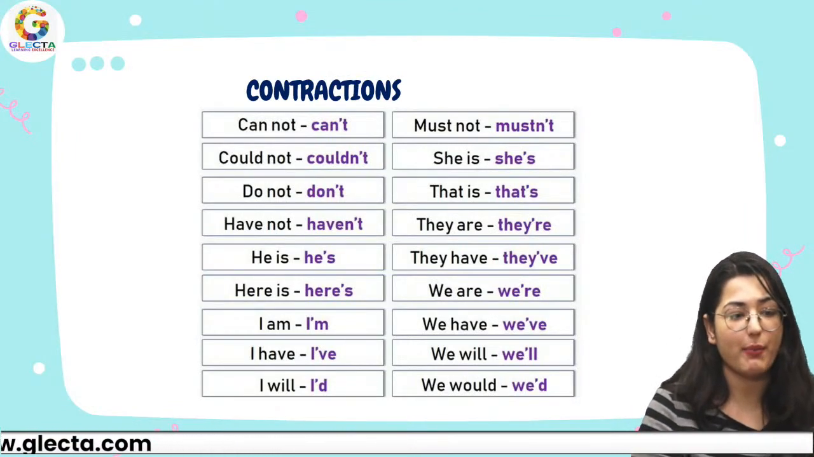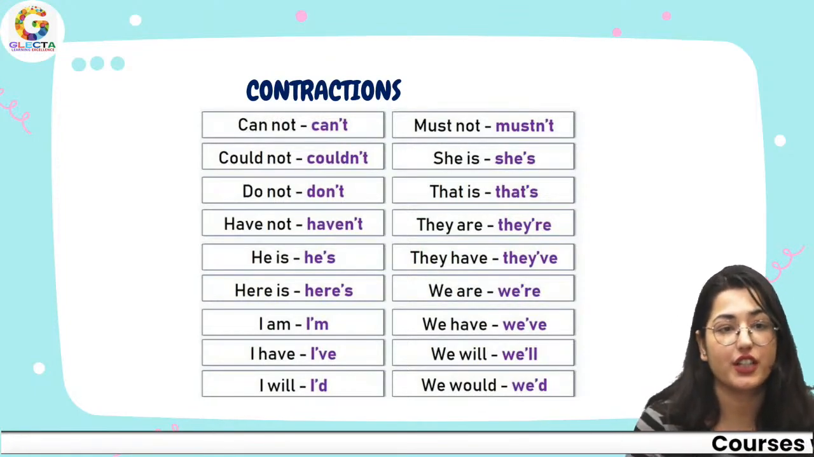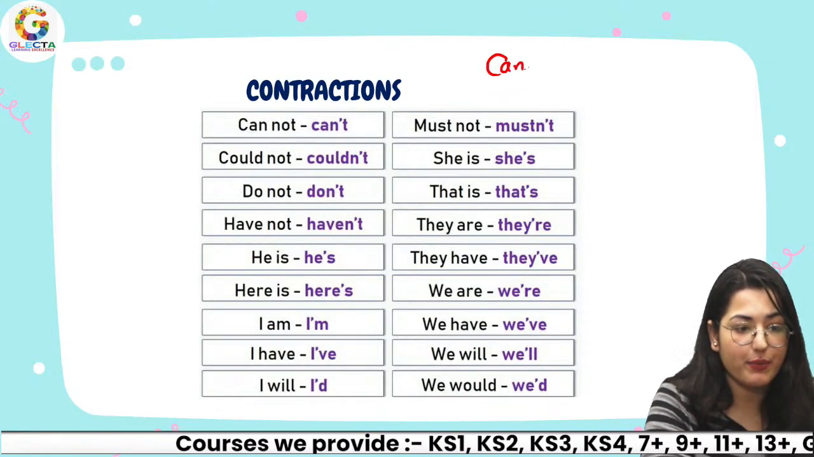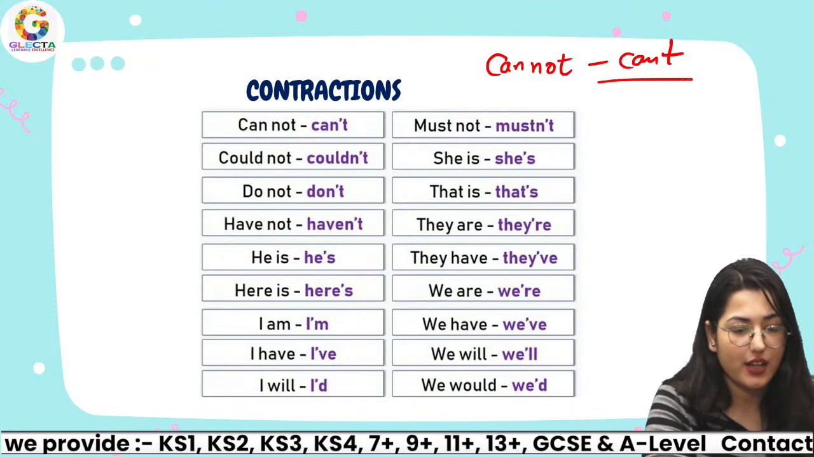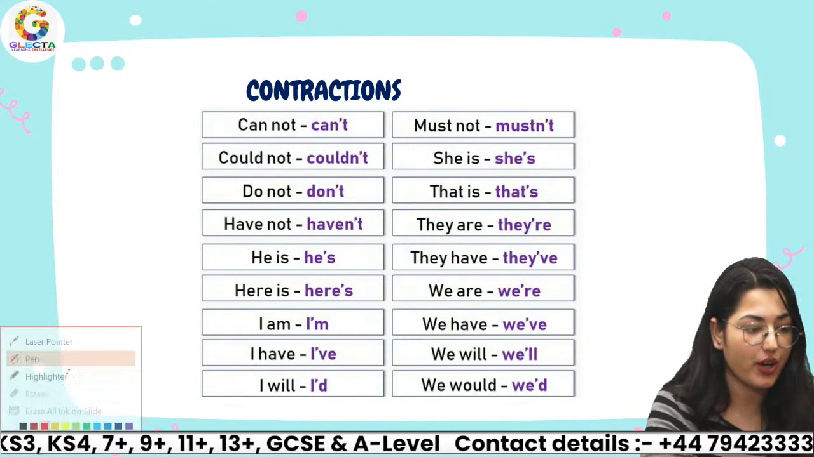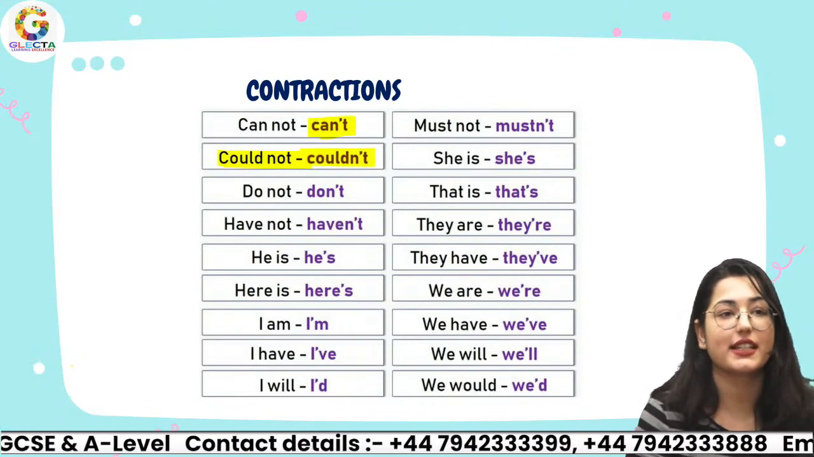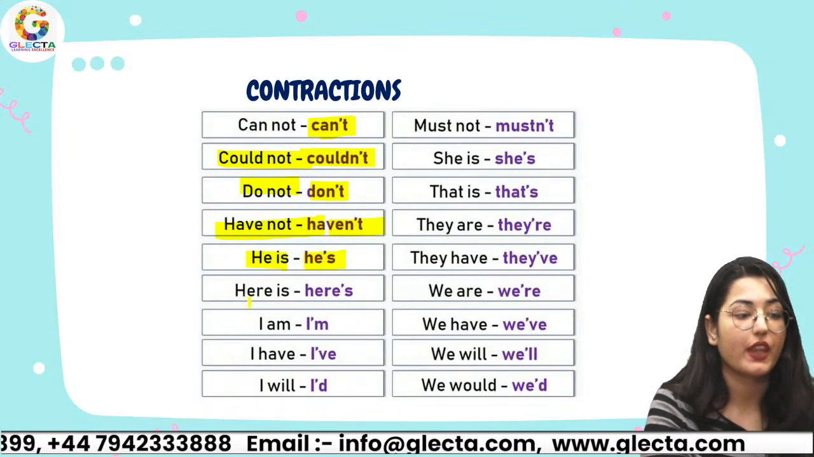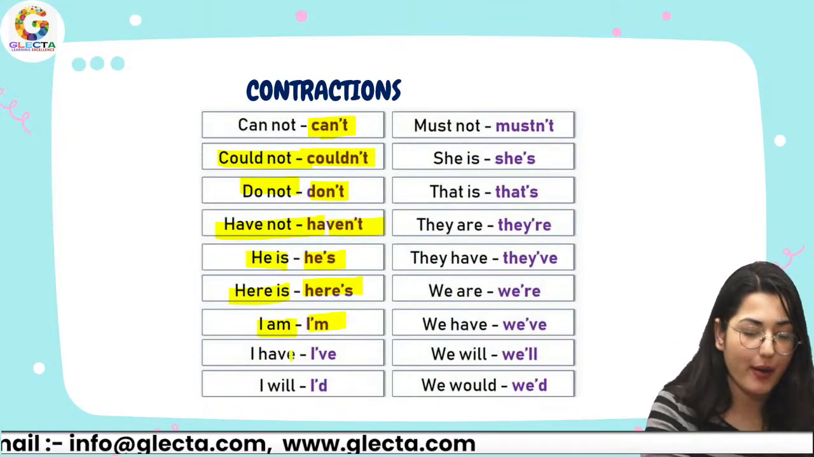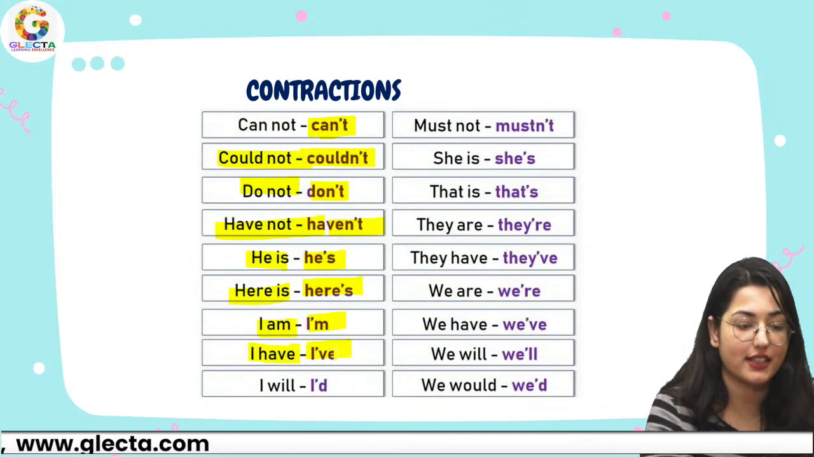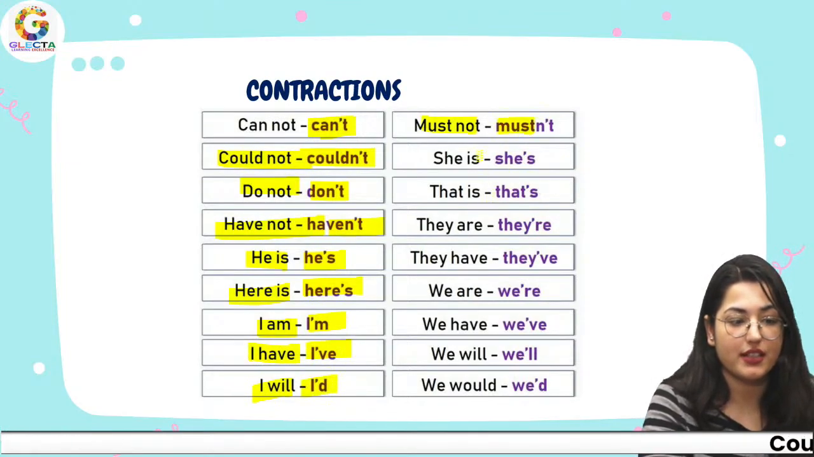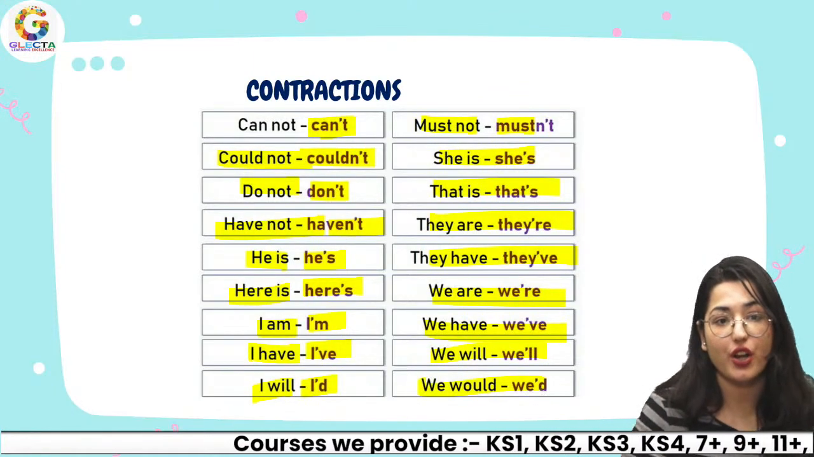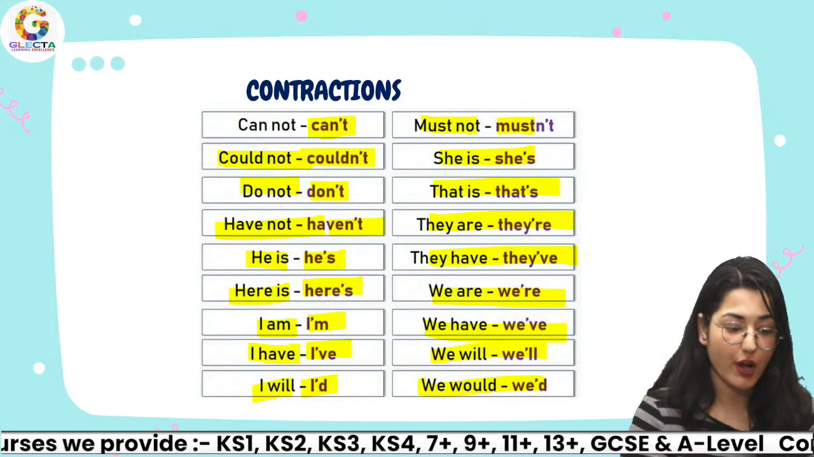Now we need to quickly talk about some contractions. You need to use all of these contractions in your exams. This is how you can beautifully practice it. You can simply write can't. These are important contractions. Let me highlight that for you. Can't. Couldn't, you can write couldn't. Do not, don't. Have not, haven't. He is, he's. She is, she's. I am, I'm. I have, I've. This is how you need to contract it. I will, I'll. Must. See, these are some important contractions. You can quickly look into it. If you really want to, you can take a screenshot of these important contractions. You can do that. Okay.